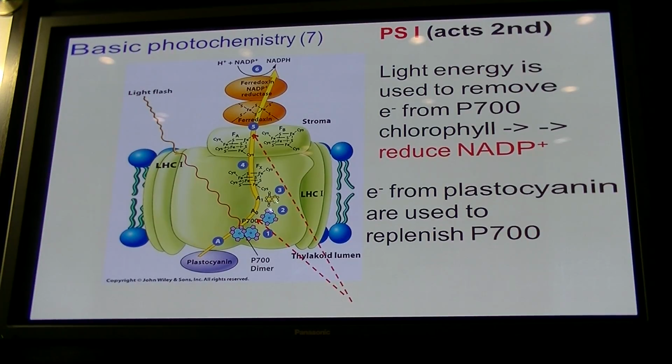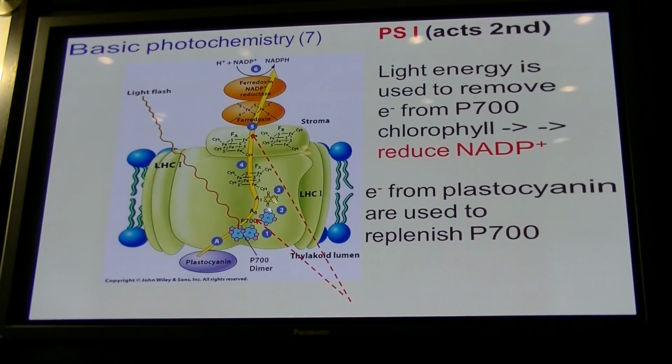It's the first photosystem that was discovered. That's the second photosystem that acts in the electron transport chain. Photosystem 1, similar to photosystem 2, has active site chlorophylls that pair there. They have a maximum absorbance at 700 nanometers. That's why we call it P700.